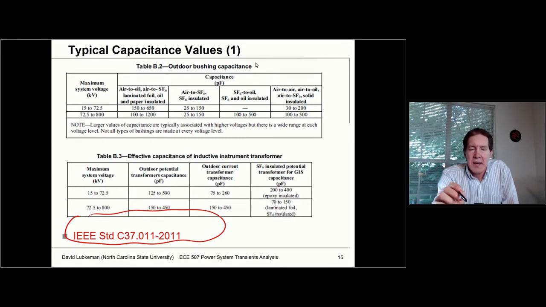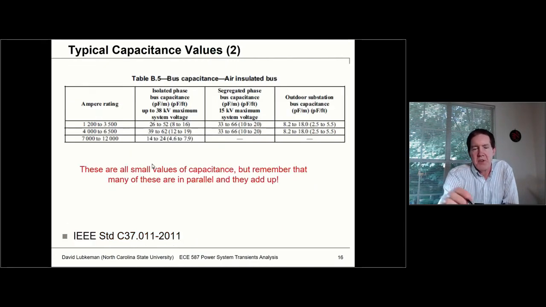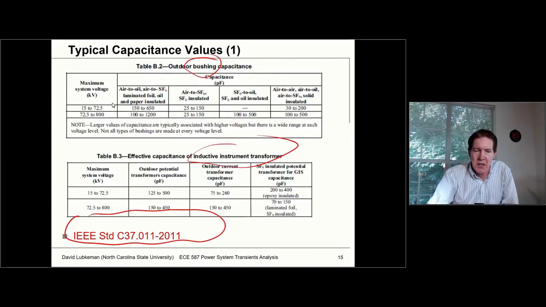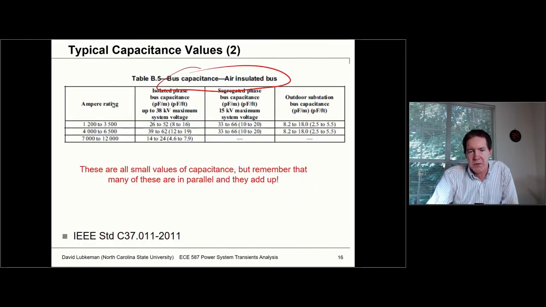And so if you had bushings out there that serve as insulators, basically there's going to be a small amount of capacitance as shown in this table. For instrument transformers, there's a small amount of capacitance. If you have bus bars, there's a small amount of capacitance. And all these values may seem really small. I mean, we're talking about values here on the order of picofarads, right? Really small values. However, these values add up.